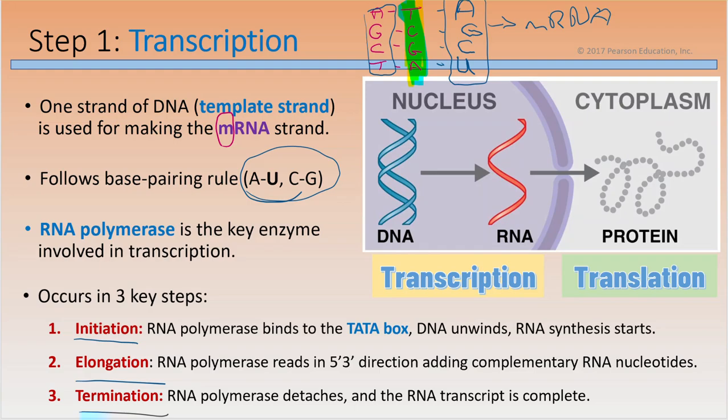In initiation, there is something called a data box. So that DNA strand is going to contain something called a data box, which is where the RNA polymerase will bind to start to initiate the process of transcription. And at that point is where the DNA molecule will start to unwind so that only one strand, the template strand, is going to be the one from which the RNA molecule will be made.